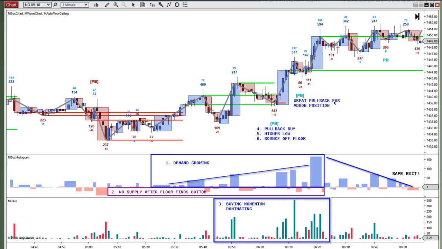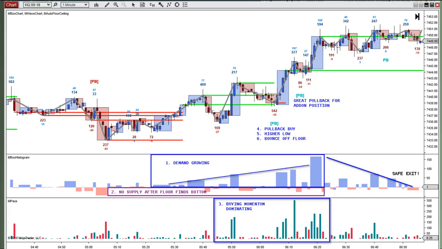here's another pullback, and this is great for an add-on position. So if a trade looks good and you see an opportunity for re-entry, you can add on to the position. I do that all the time. That's how you can really make the money. If you play some bad trades, that's okay. You get out as soon as you can, and then when you place a good trade, don't be afraid to add money into it. That's how you're going to make the money from the trades.